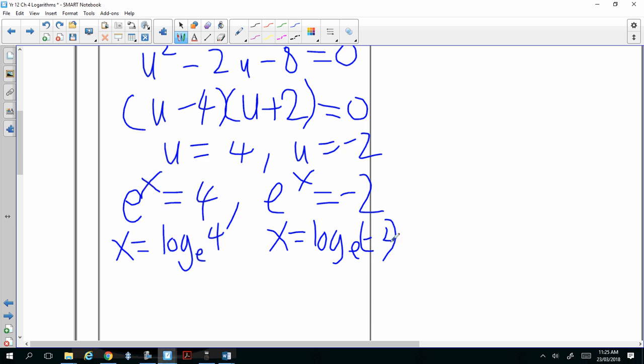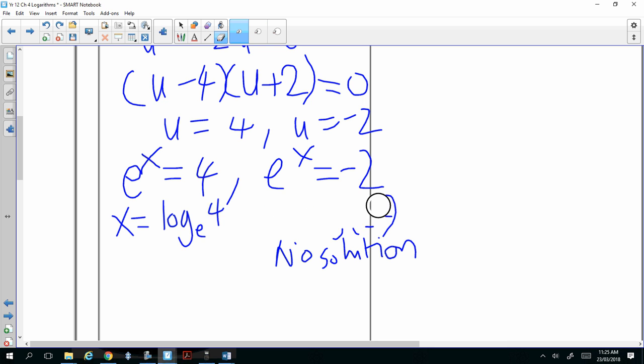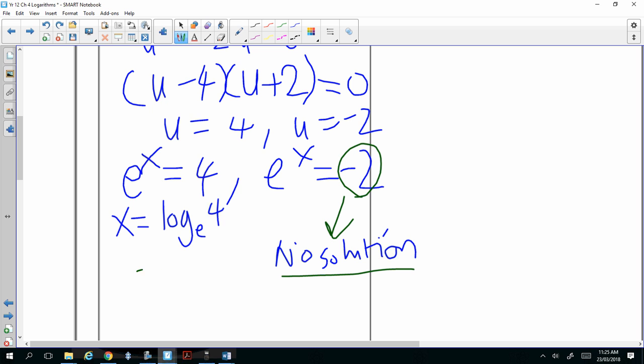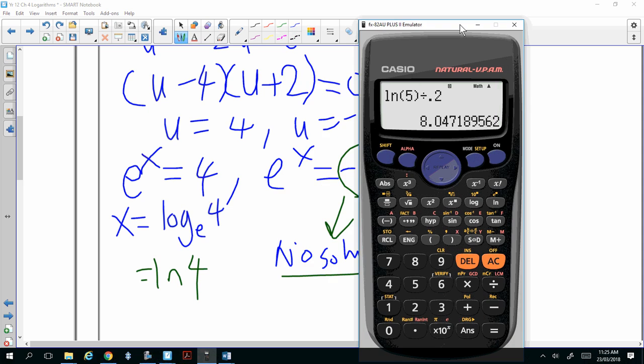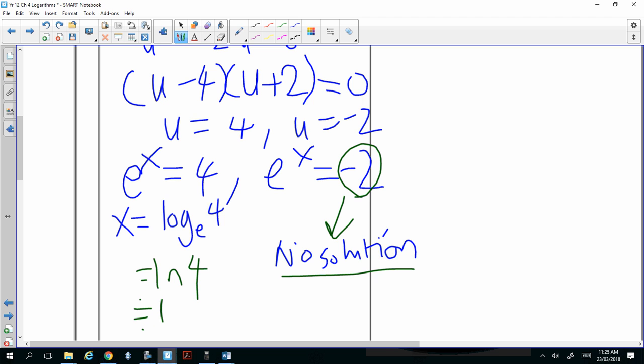In fact, you can conclude it's no solution whenever you see an exponential equal to a negative. That's always no solution. Okay? You can just write no solution straight away. This way you can just write ln 4, or you can do it on a calculator. ln 4 gives you 1.39, or if you want it in exact form, ln 4 is an exact form. Okay? Alright, good. Any questions? We've got 2 more to go through.